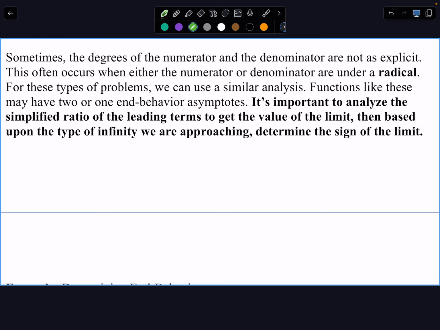That's a lot of words, and I think it'll make more sense, and we can kind of reference back here after we've done an example together.